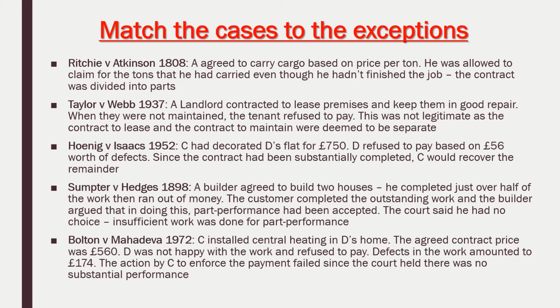Okay, so hopefully you've done that. So the first one, hopefully you can see that the contract could be divided. So the claimant could claim for the part that was performed. For Taylor and Webb, hopefully you can see that there couldn't be a claim for performance here because the performance was not exact. Okay. For Isaacs, hopefully you can see that the contract had been substantially completed. So the claimant could claim for what had been completed.